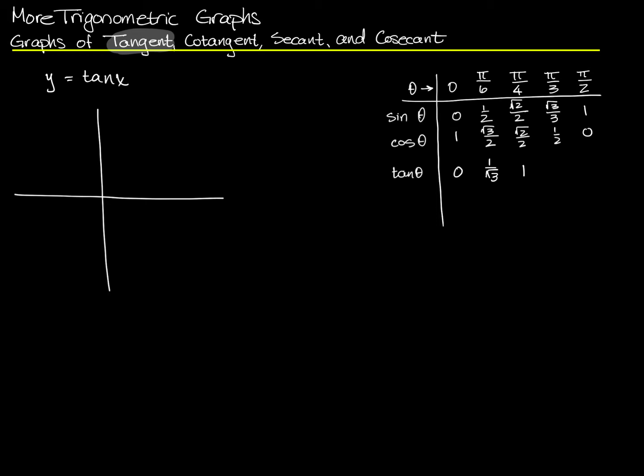The tangent of pi over 3 is root 3 over 2 over 1 over 2. So there, root 3 over 1, or root 3, is my tangent value. And the tangent of pi over 2 is 1 divided by 0. Well, we can't divide by 0, so this is undefined.